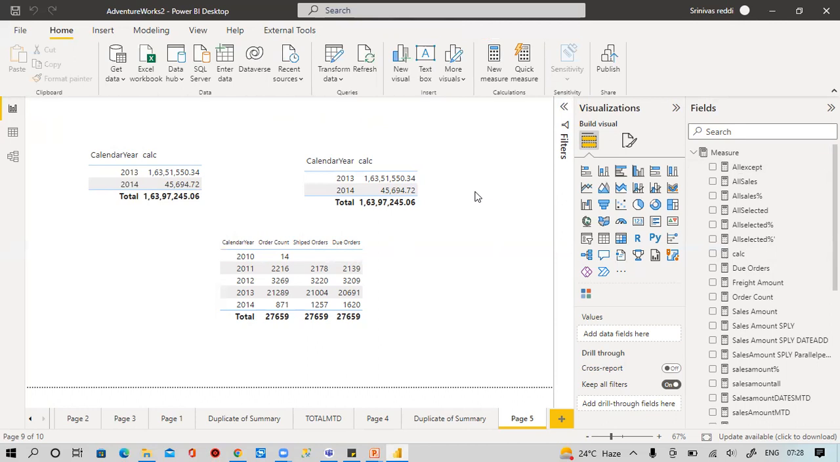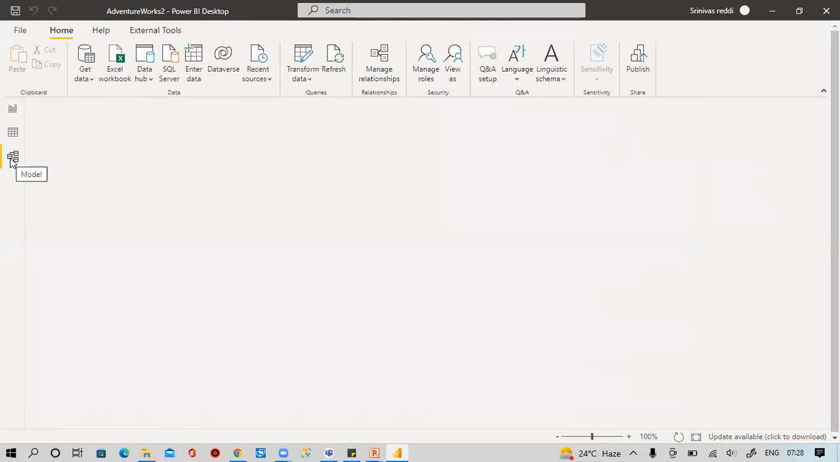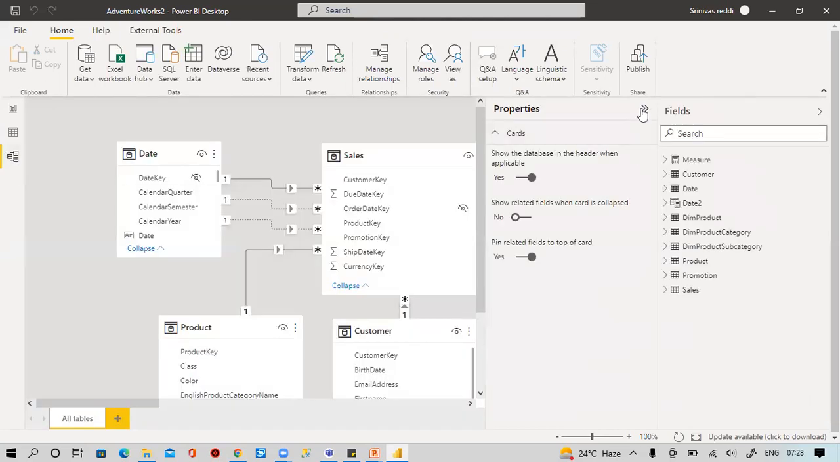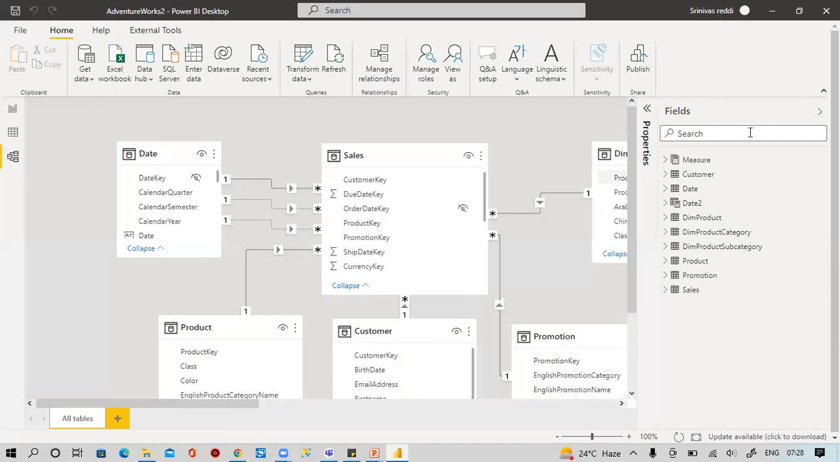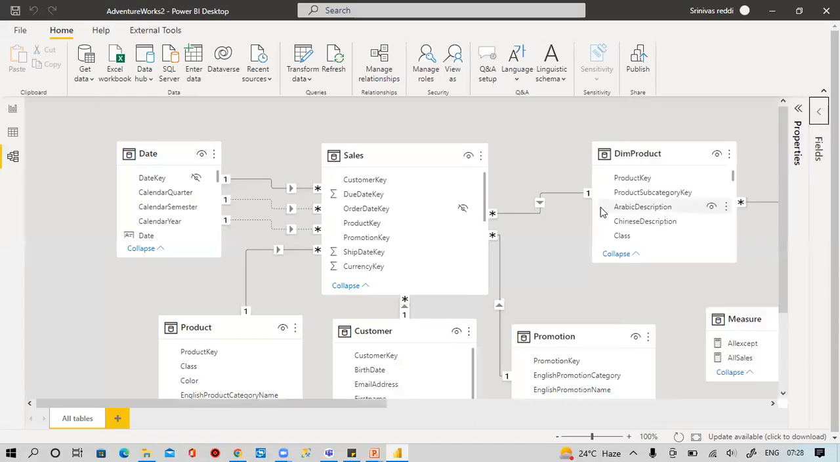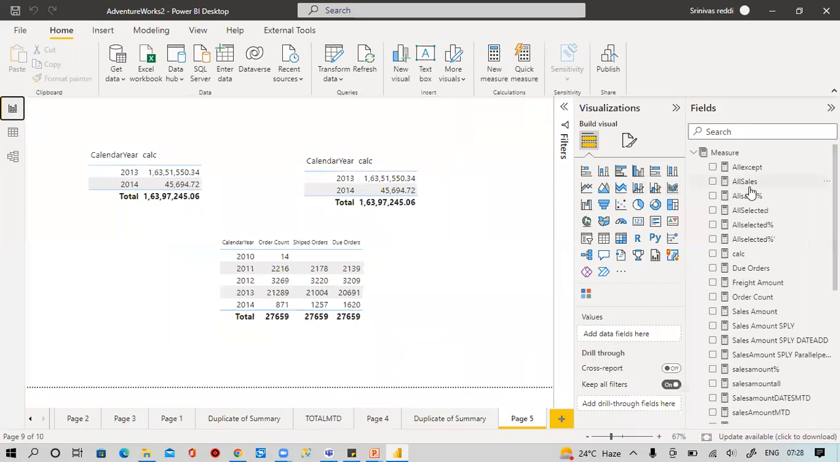Additive measure: if the measure can be summed up across all the dimensions, in every dimension, then we say that is the additive measure. Normally sum and count functions will be the additive measures.